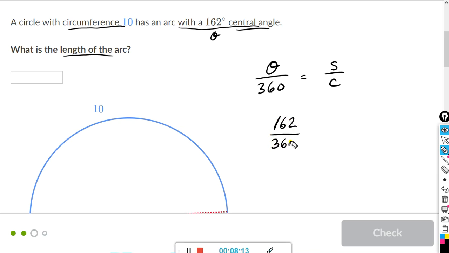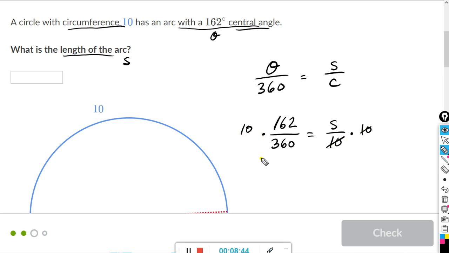Divided by 360. The length of the arc is S. That's what we're solving for. And the circumference is 10. So that's in place of C. Okay, so this is S divided by 10. Solving for S, just multiply both sides by 10. Okay, on the right-hand side, 10 over 10 cancels.